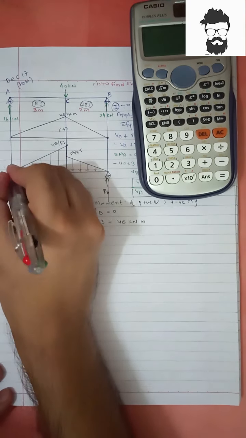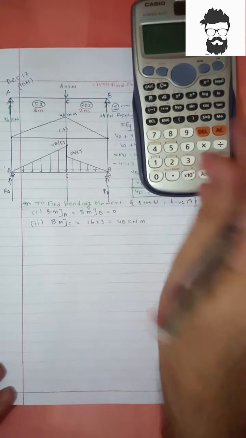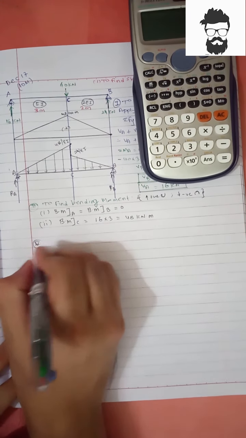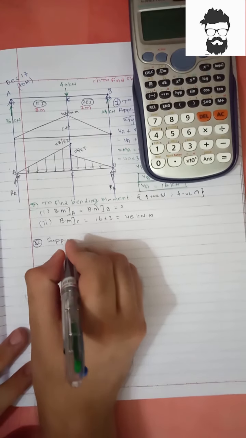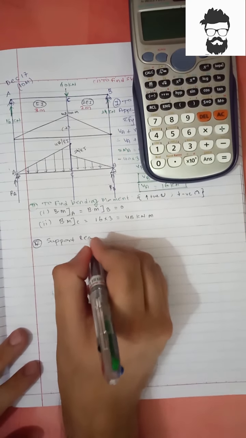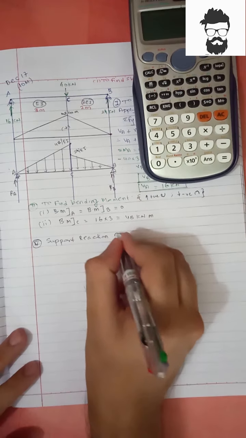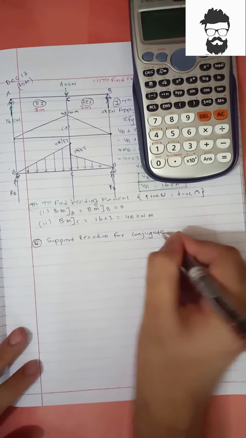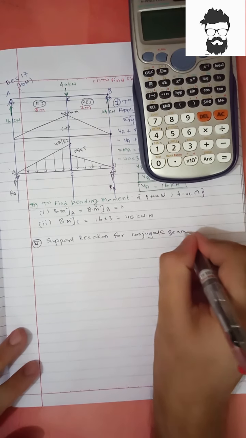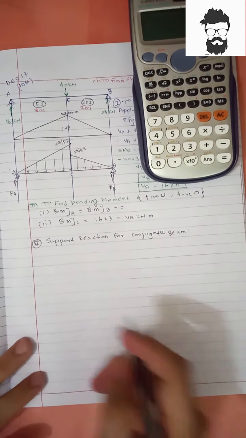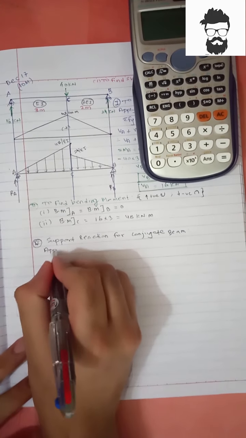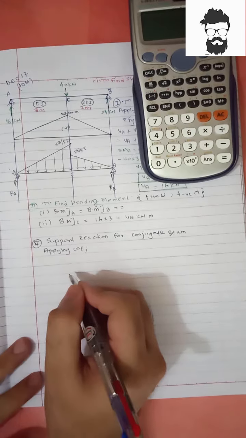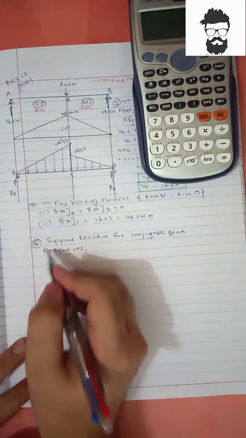This point is C, this is A, this is B. Now let us find RA and RB. Step number 5, support reaction for conjugate beam. Applying condition of equilibrium again. So in this diagram we are applying condition of equilibrium.